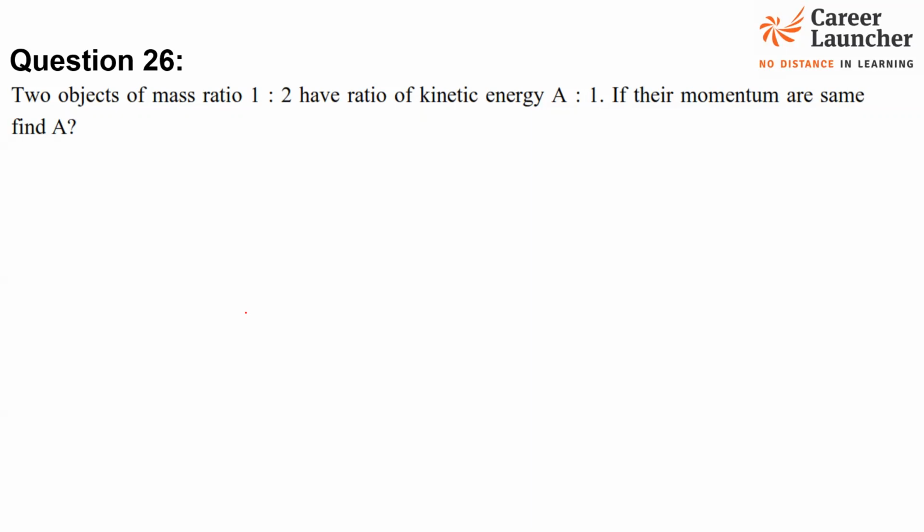Okay, so this is pretty simple. The two objects of mass ratio 1:2 have ratio of kinetic energy as A:1. Their momentums are same. You know? So kinetic energy is written as P square upon 2m.